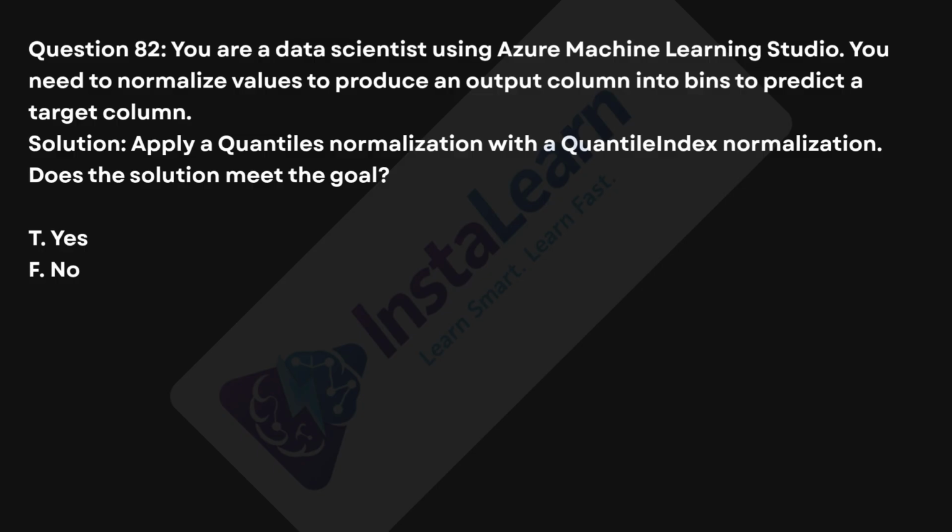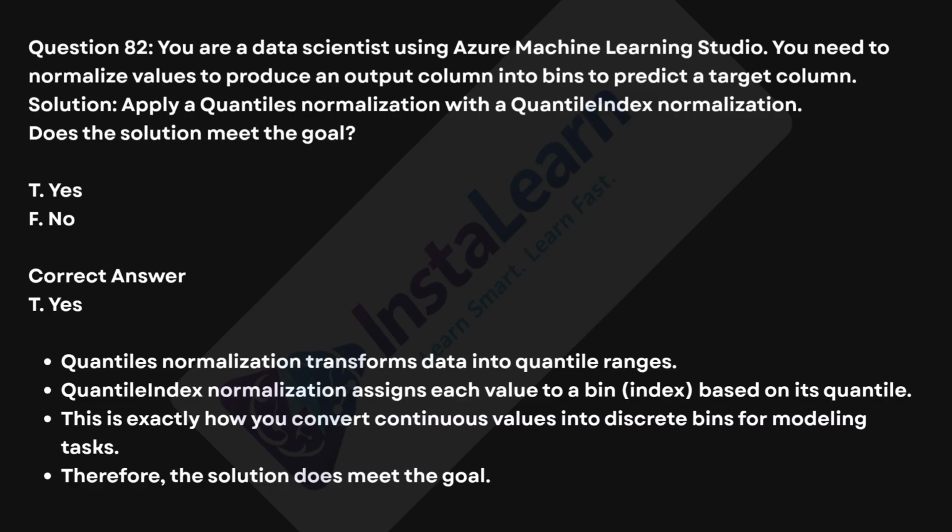Question 82. You are a data scientist using Azure Machine Learning Studio. You need to normalize values to produce an output column into bins to predict a target column. Solution: apply a quantiles normalization with a quantile index normalization. Does the solution meet the goal? T. Yes. F. No. Correct answer is T.